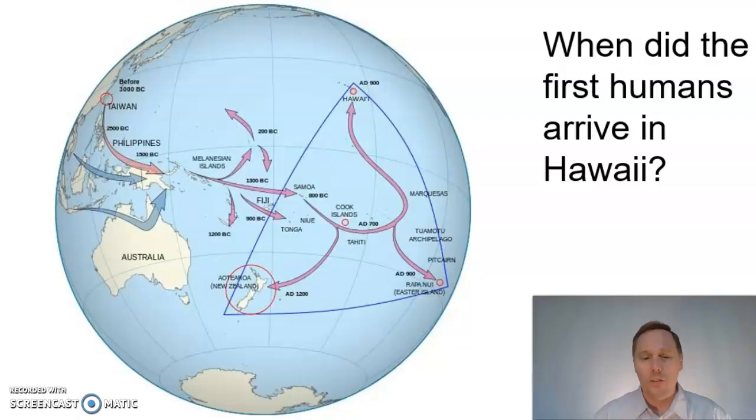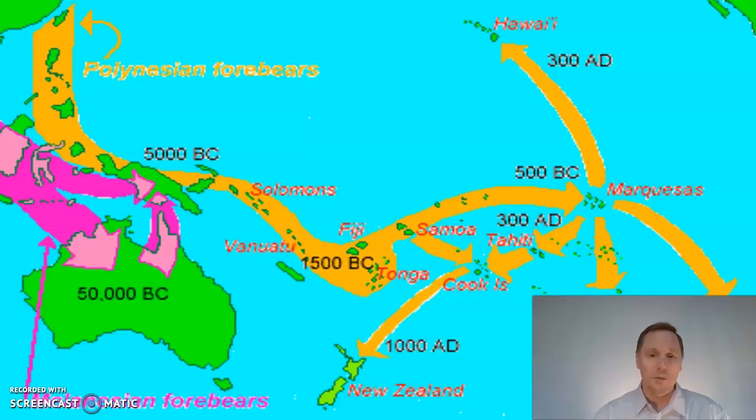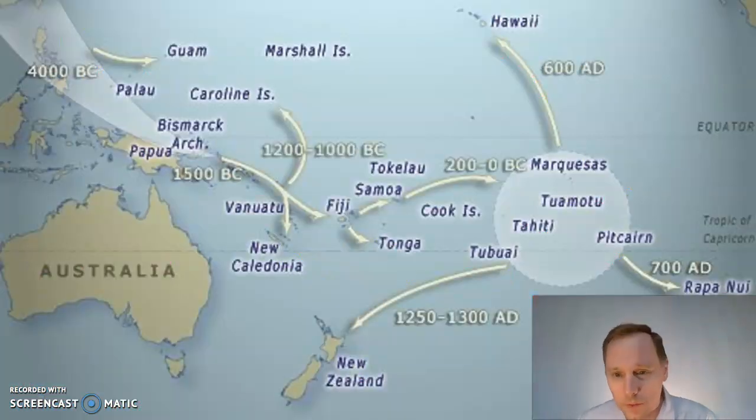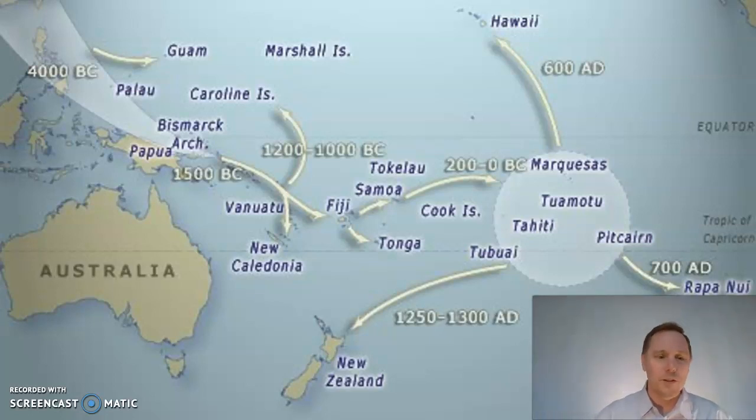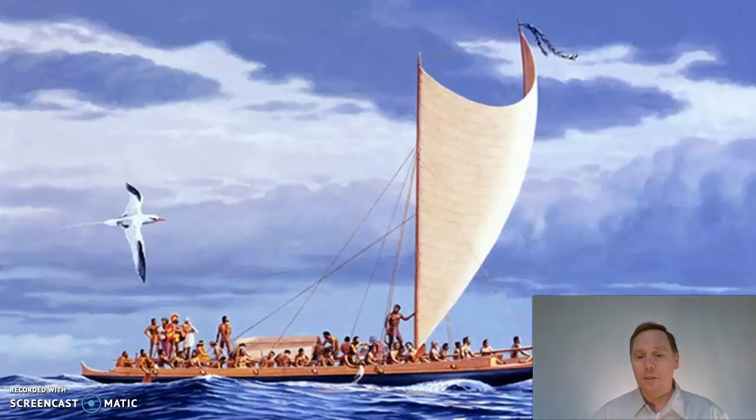Now here's an interesting science question. When did the first humans arrive? I don't know. According to this, AD 900, the first humans. Well, according to this, it says AD 300. And according to this, it says AD 600. I don't know. I can't find the right information. All I know is that this is what it looked like when the very first peoples made it to Hawaii, at least 1,000 years ago.